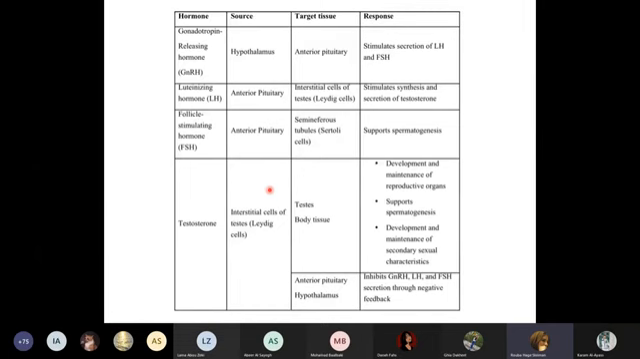Now, it can act on the anterior pituitary and hypothalamus as negative feedback regulation, or feedback inhibition, by inhibiting the secretions of GnRH, LH, and FSH.